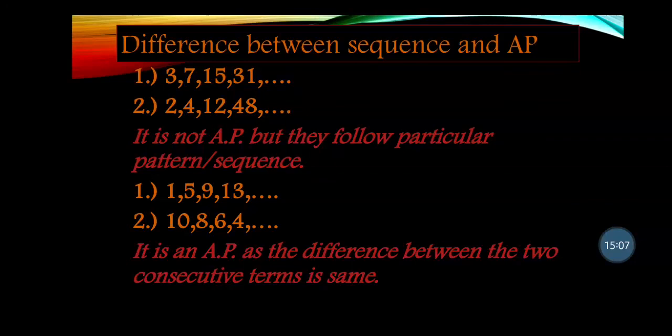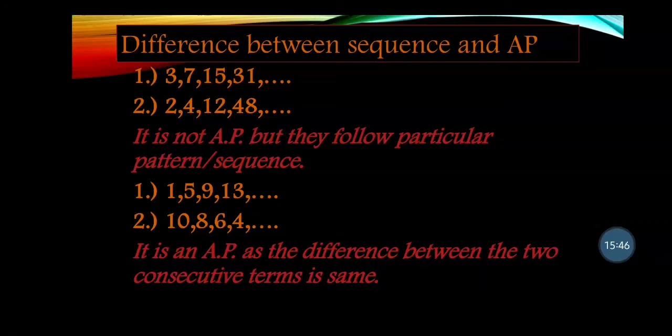Now students, let's see the difference between sequence and AP. The first example, 3, 7, 15, 31. Second example, 2, 4, 12, 48. Now students, here in both the examples you can assume what will be coming next. But this is not an AP because they follow a particular pattern or a sequence. But here the difference between the terms is not constant. It is keeping on changing.